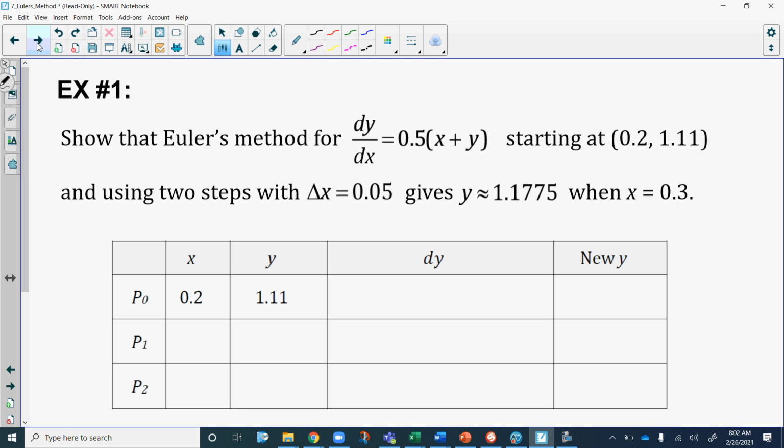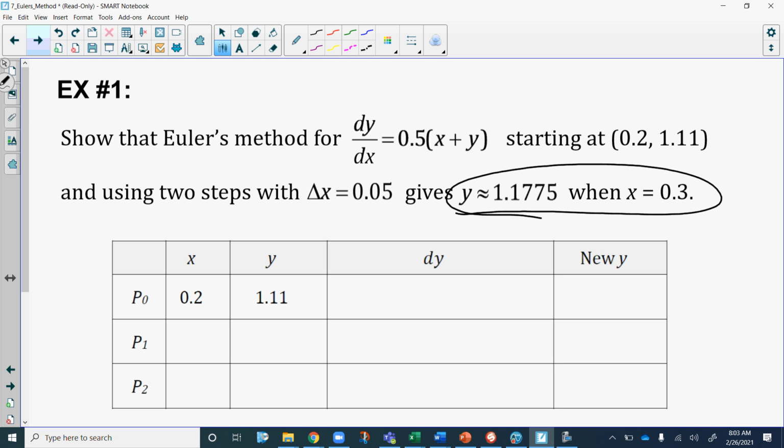So here, now they're giving us a better differential equation to work with, where they're saying, show that Euler's method for the differential equation, 0.5 times the sum of x and y, starting at 0.2 and 1.11, so there's the initial condition, using two steps, gives y is equal to 1.775 when x is equal to 0.3. Now, in this particular example, they're telling you what the answer is going to be. They're telling you that you should end up at that point. So at that third point of 0.3, we better have a 1.775 when we're done. So we can put that there and understand that that's where we should be when we're done. That's just how this example was written.